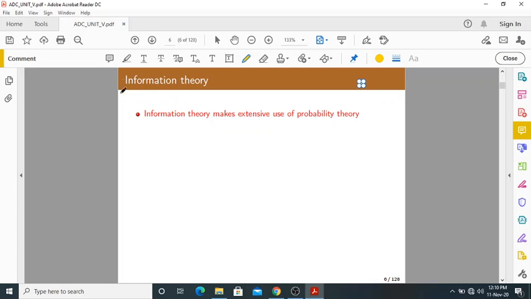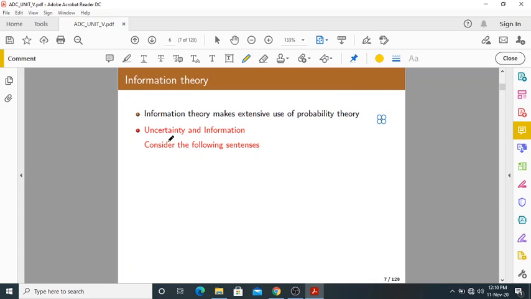So information theory makes extensive use of probability theory. So you must know very well about probability to understand information theory. That is a basic prerequisite to understand information: to know the probability theory.